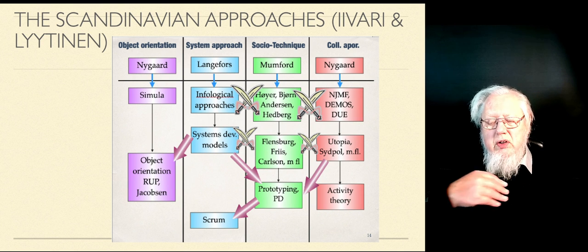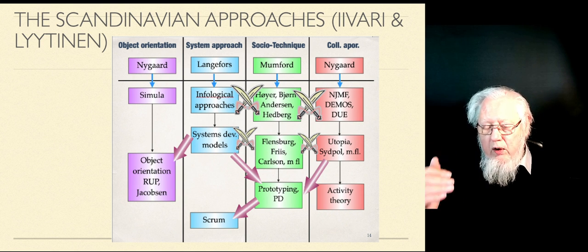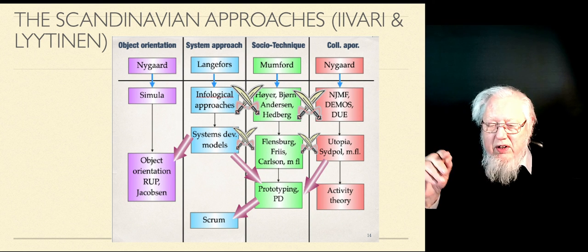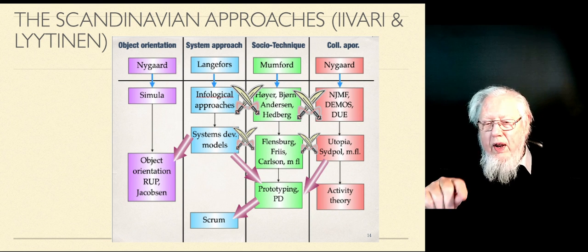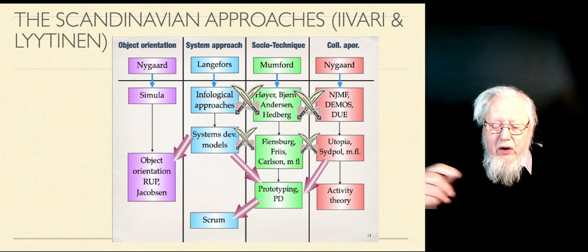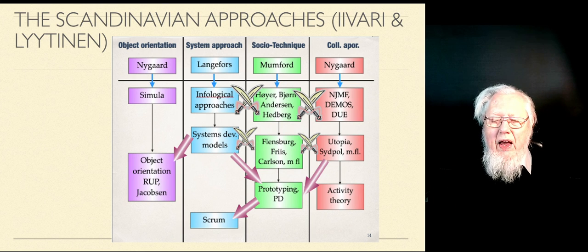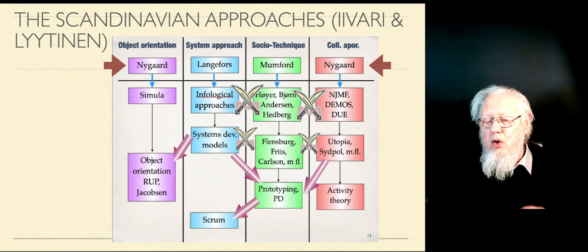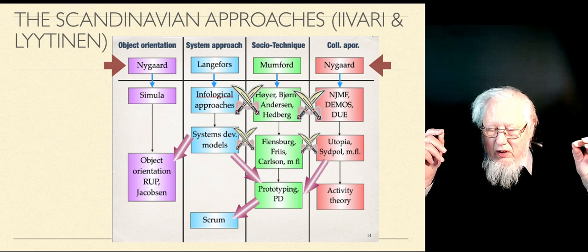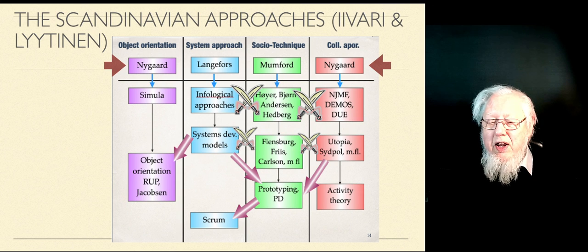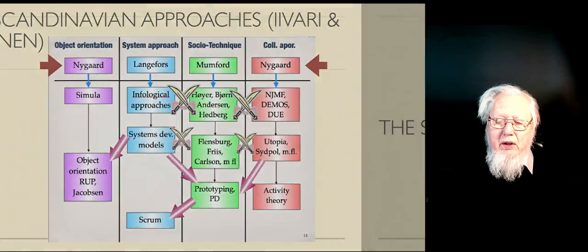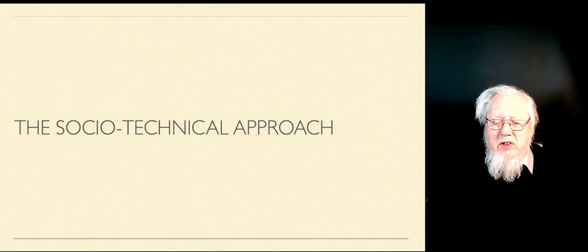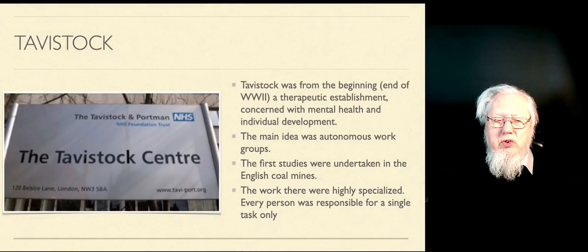And the arrows indicate development. An interesting thing is that they all end up in prototyping, going to Scrum. And also an interesting fact is this: Christiane Floyd and Kristen Nygaard approach at different extremes in this scale. So that was also a great man. Something about the socio-technical approach.